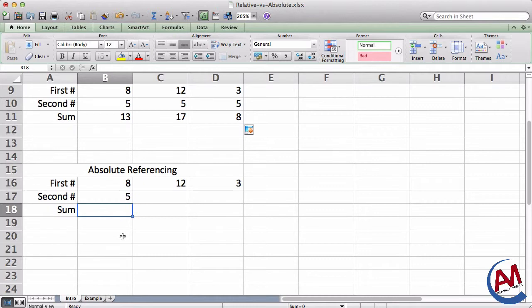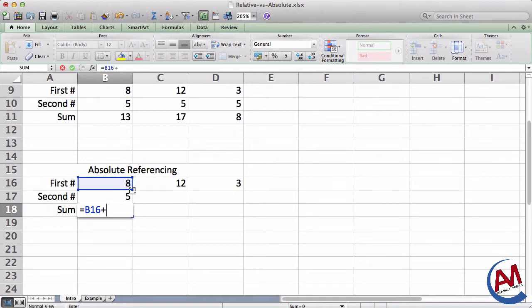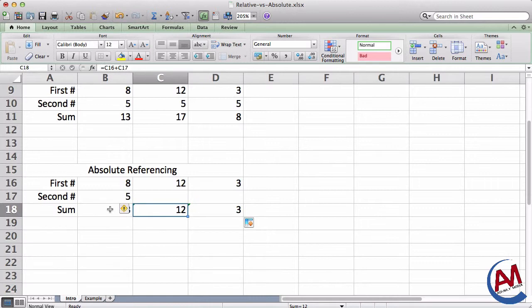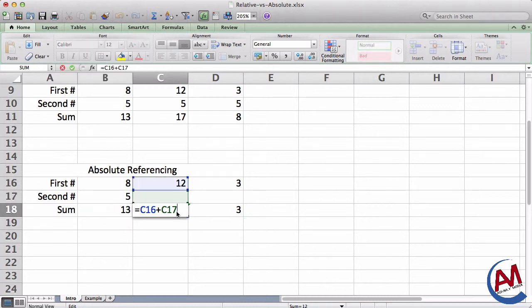So I have this chart where I'm going to use absolute referencing to make it a lot simpler. So again, I am going to do this like I would do on a normal sum. I'm just going to copy it across. And, well, I get an answer. However, it's wrong because I want to add these two numbers. But these formulas are using relative referencing again.